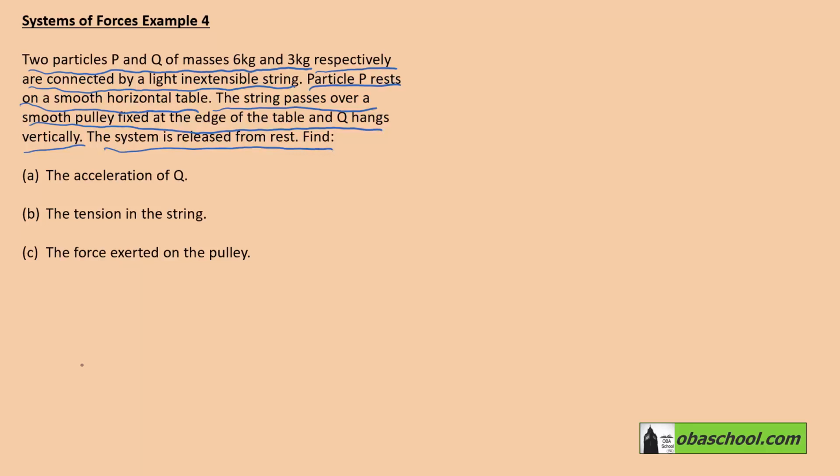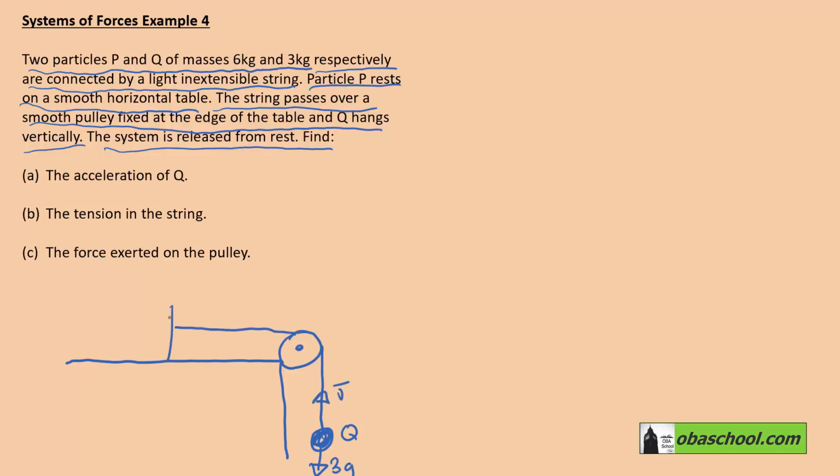Well, let's have a look at that system. So if we have our horizontal table here, and then that's the edge of the table, and we've got a pulley here at the edge. Now we've got Q hanging here, and we know that its mass is 3 kilograms. And that means its weight will be 3g acting downwards, and there'll be a tension in the string.